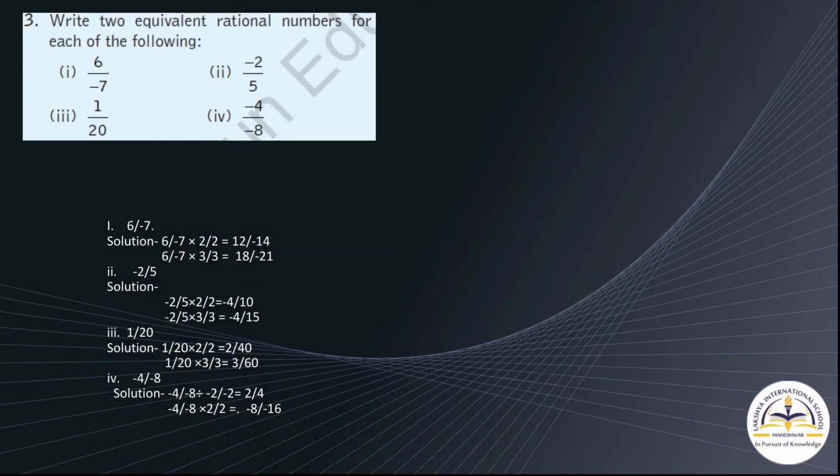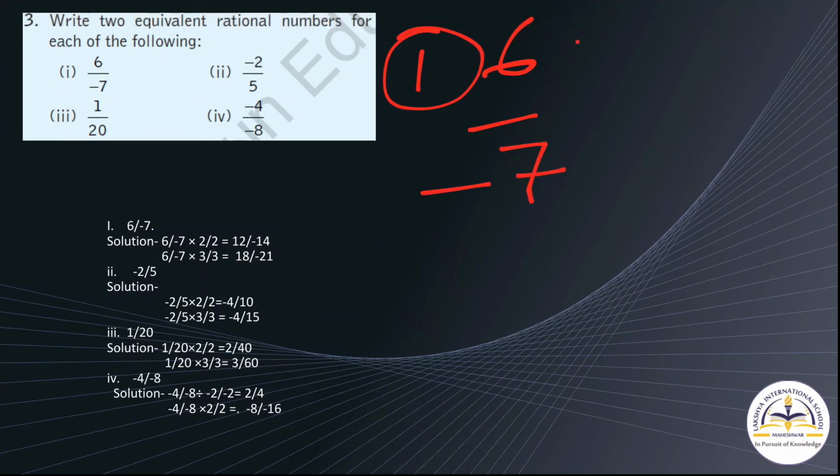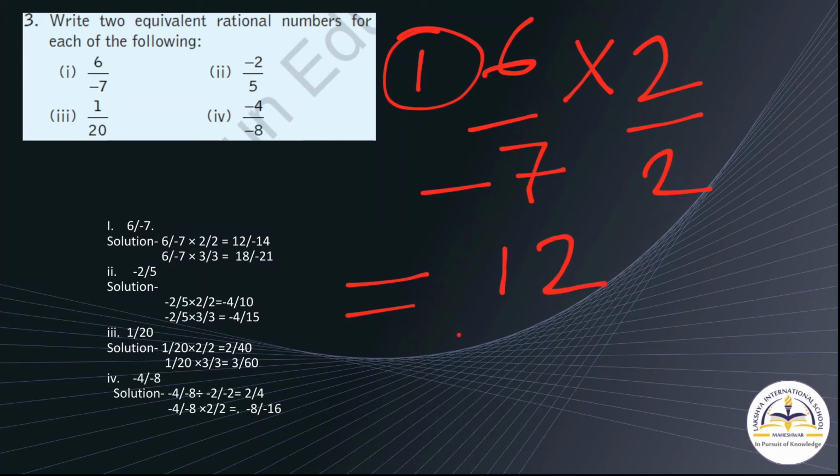Now question number 3, write two equivalent rational numbers for each of the following. First, 6 by -7. Now we have to find two equivalents. How can we find equivalents? We have to multiply it by 2 by 2. What will we get? 6 2s are 12, 7 2s are 14, and the minus sign is here. So this is our first answer.